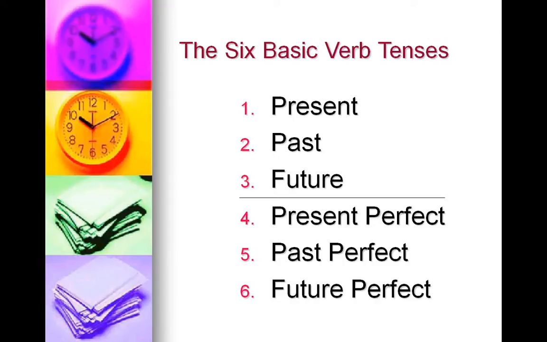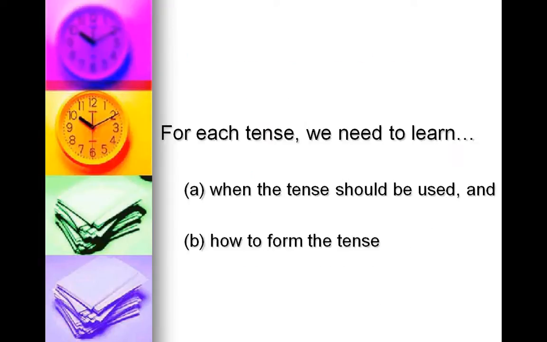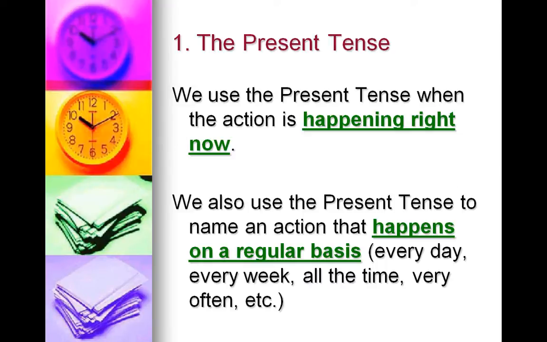more explanation. For each tense, we need to know when the tense gets used, and we need to know how to form the tense. The present tense is probably the easiest of them all. It's the tense that we use for a verb or an action that's happening right now, right this instant.